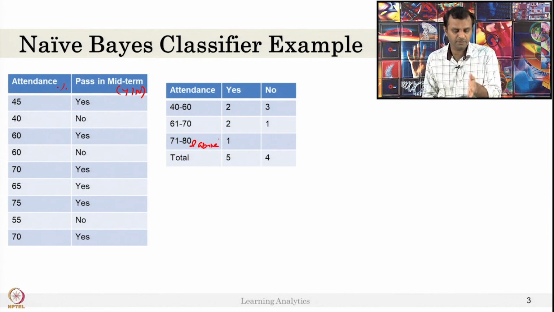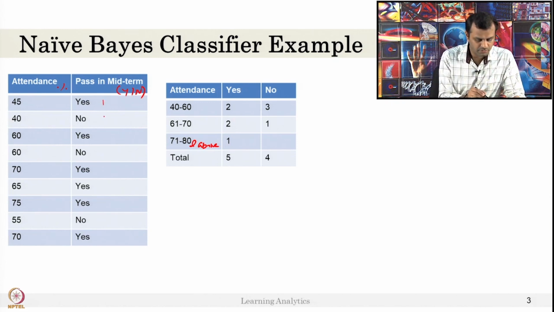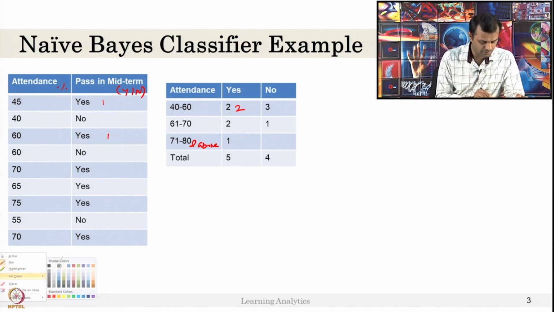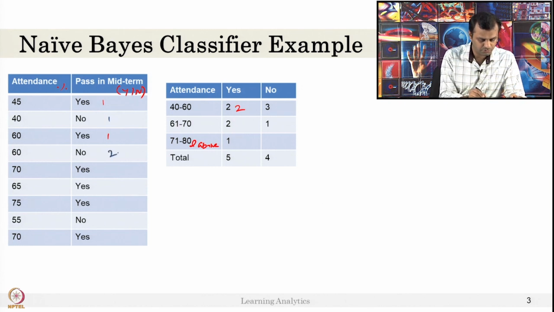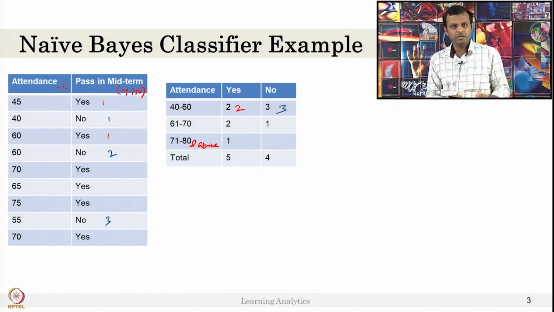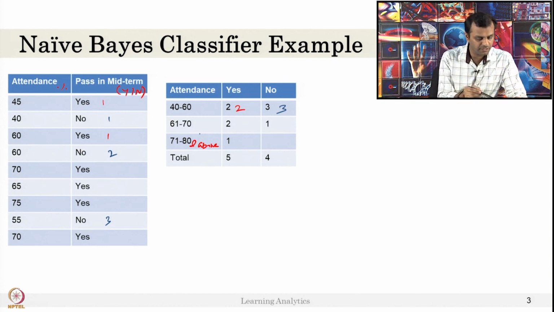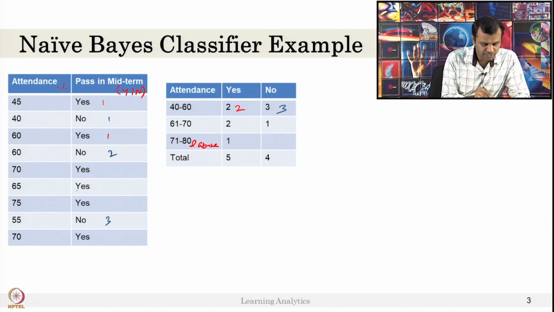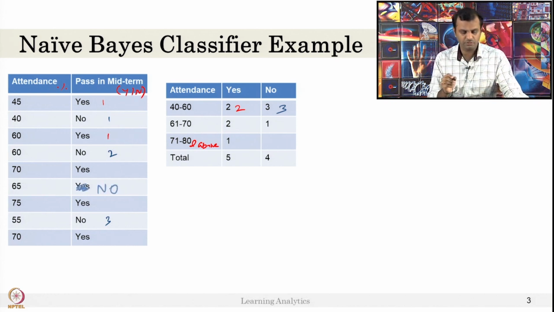Now, I need to compute how many people pass in each bin. For 40 to 60, let us see the yes only: there are 2 yes, and for no, there are 3. It is just a frequency table you can construct from the given values. Here it is only one x and one y, like an independent and a dependent variable. For 61 to 70, similarly, there are 1 yes and 2 no. Let us change this value to no, then it will be 2 and 1. And for 71 and above, it is only 1 yes, that is good.